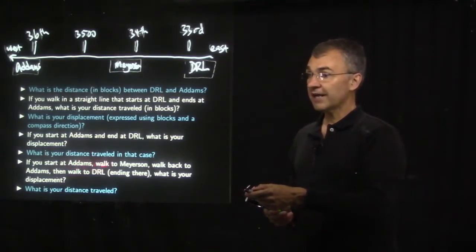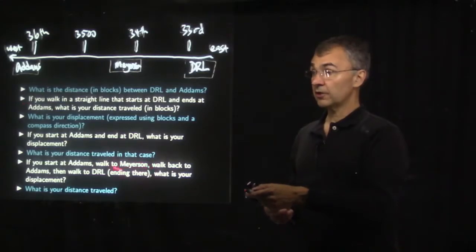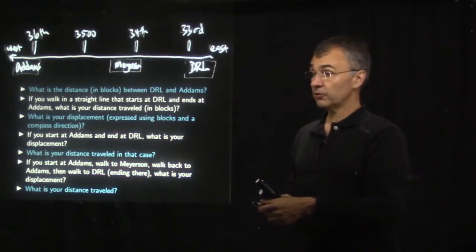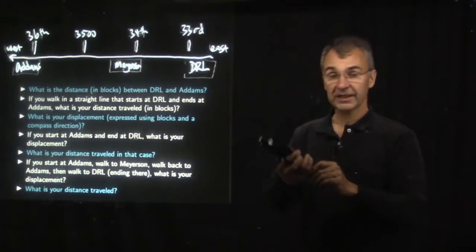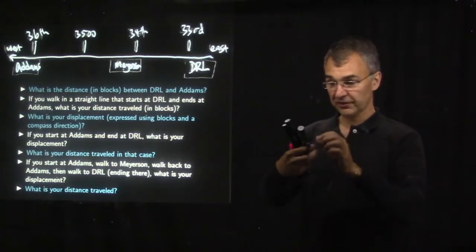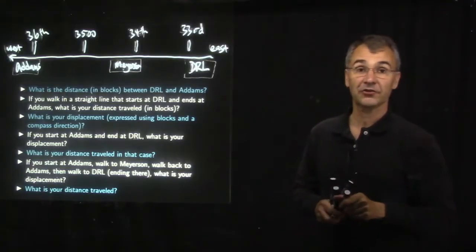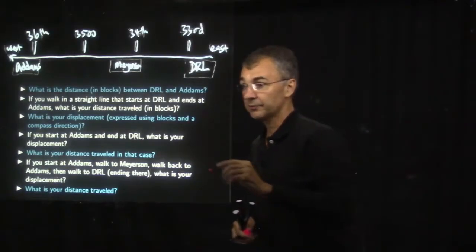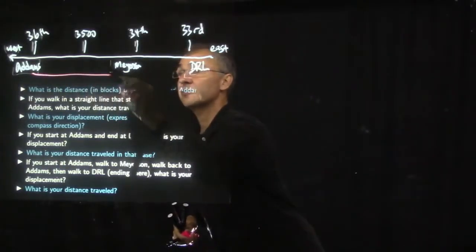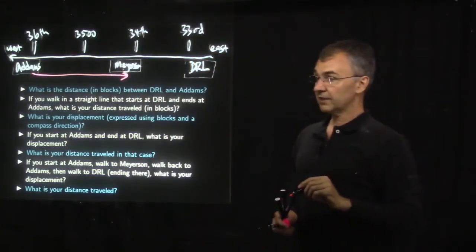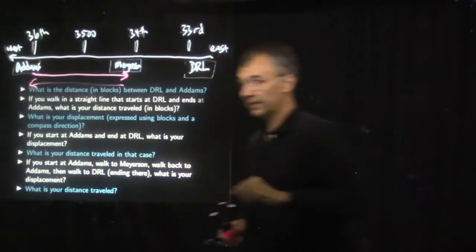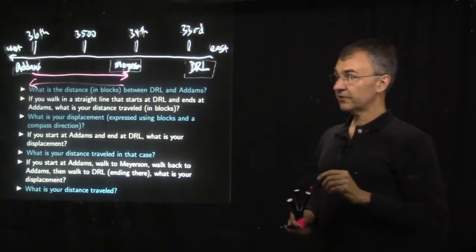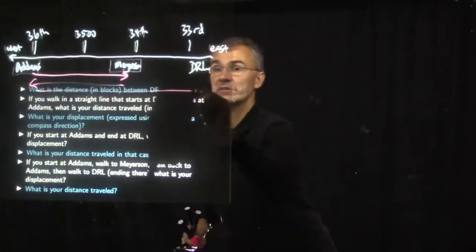If you start at Addams, walk to Meyerson, walk back to Addams, then walk to DRL, ending there, what is your displacement? Whoa. I think we're going to have to draw a little bit more detail to be able to remember that. So let's see. So we start at Addams, and we walk to Meyerson. So that's our first segment. And then we walk back to Addams. That's our second segment. And then we walk to DRL, and that's where we end.